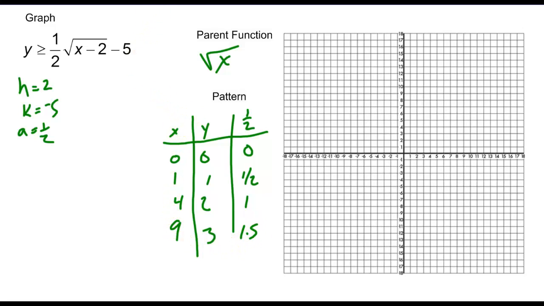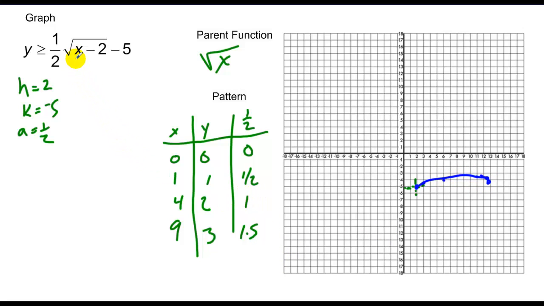Go ahead and plot that point of 2 over, 5 down, and then graph our pattern from that. Here's your 0, 0, your 1 and 1/2, your 4 over and 1 up, and then your 9 over and 1.5 up. Very slightly rising.